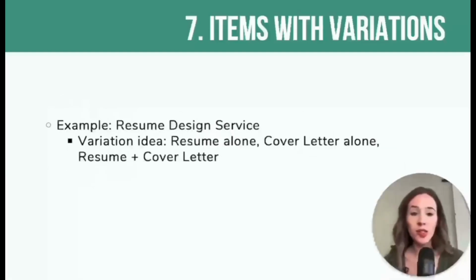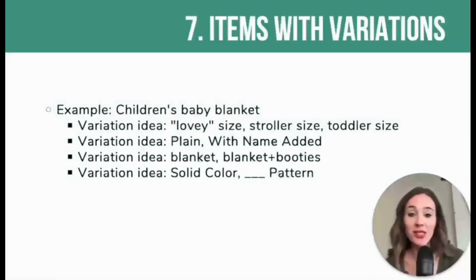So maybe you are selling a resume design service. Variation idea for this could be you sell the resume template alone, you sell the cover letter alone, and then you have an option for resume and cover letter. Just like the previous example, you have a variation called item type. And then on the dropdown, they can see that they can either click resume alone, cover letter alone, or resume plus cover letter.